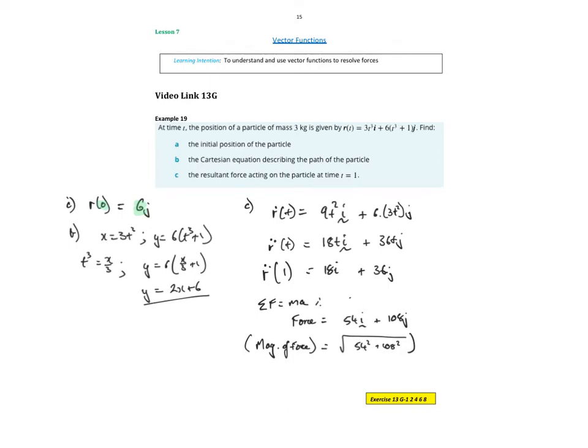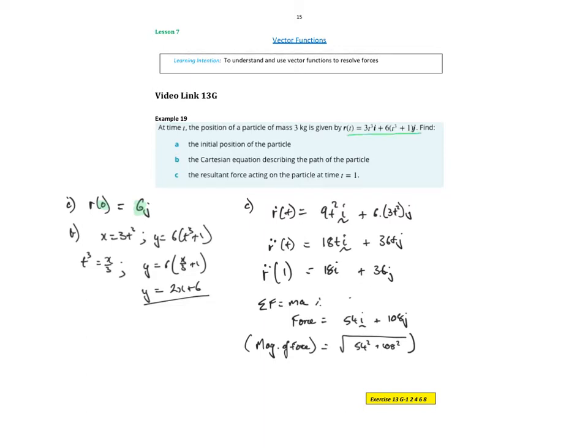Finally, if we want to look at our vector functions and apply our forces to our vector functions, really it's just extending the sum of the forces is always equal to ma. So if you want to know the forces acting, well, you just need to know the acceleration acting. So we've seen this sort of question a number of times.